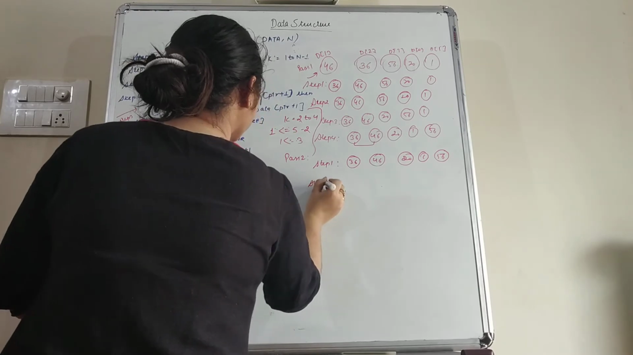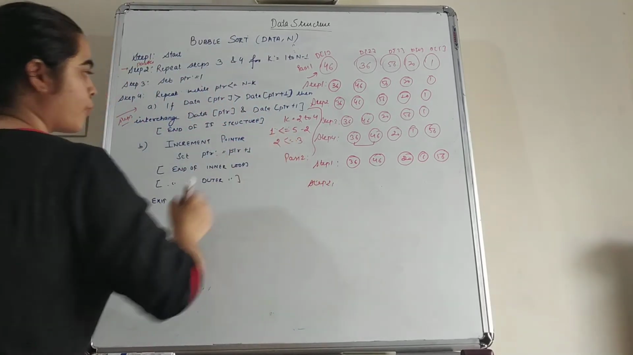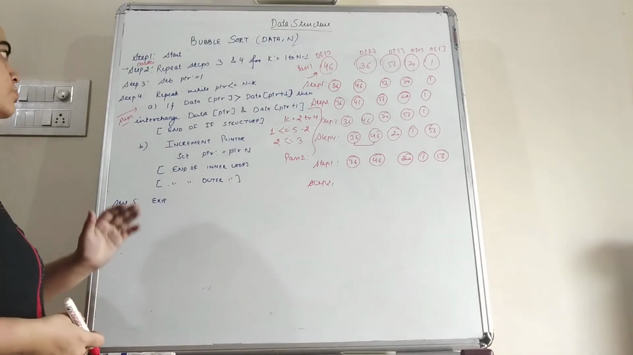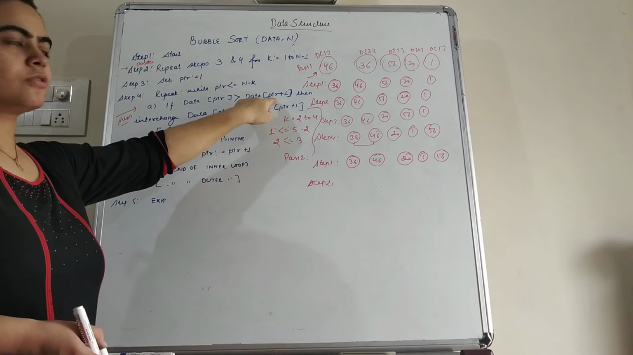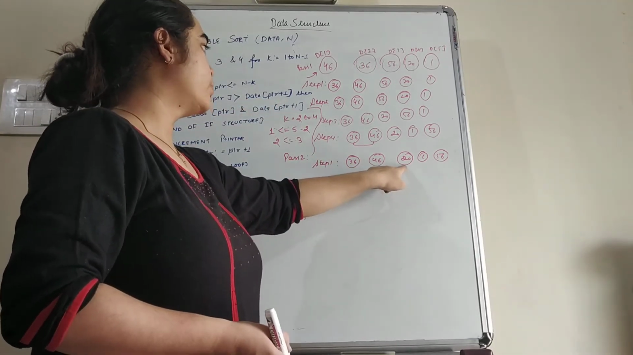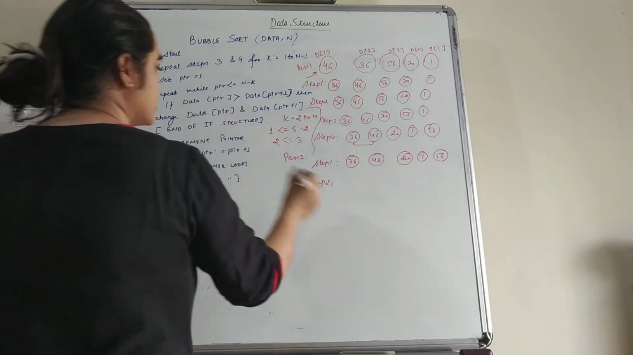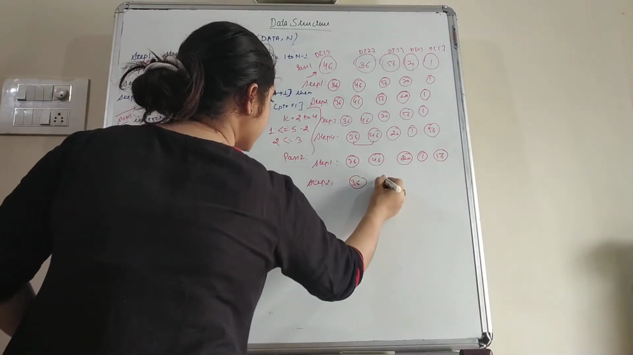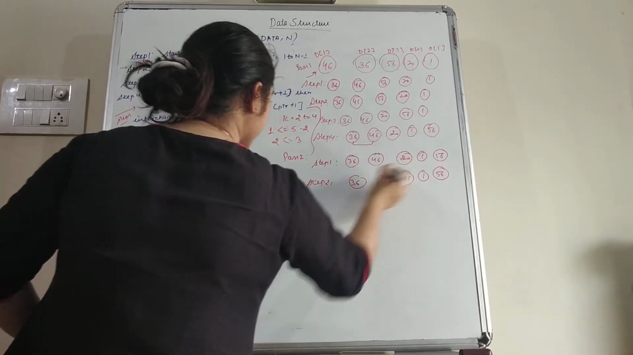Step number 2. In case of step number 2 we can increment the value of pointer by 1, so pointer is 2. 2 is less than equal to 3. Yes. Come to step A. Data of 2 is greater than data of 3. Data of 2 is 46. Data of 3 is 21. So 46 is greater than 21? Yes. So we can interchange the values. We can write 36, 21, 46 and 56.